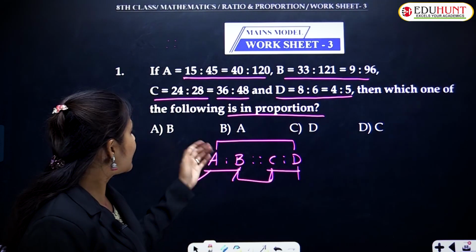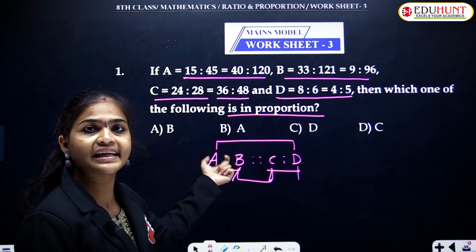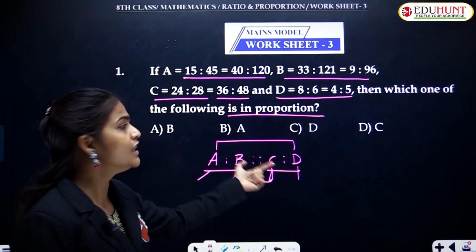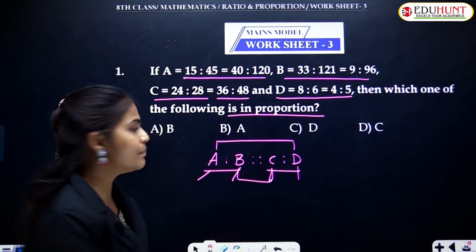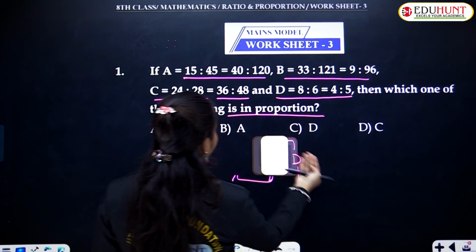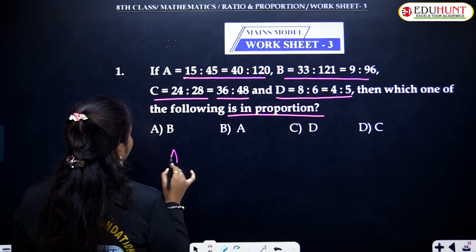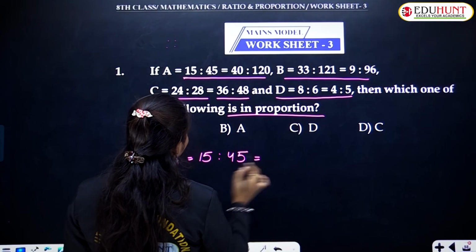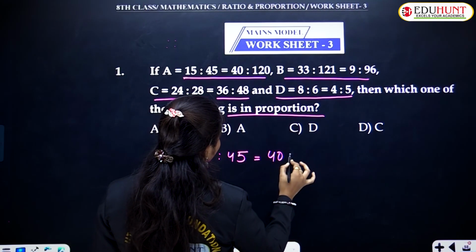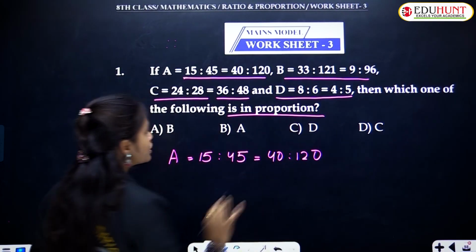Or else, directly, proportion means the equality of two ratios, right? So here you can check the equality of two ratios also. Understand? See, what is the value of A that is given here? So A is equal to 15 is to 45, which is equal to 40 is to 120. So what is the ratio here?